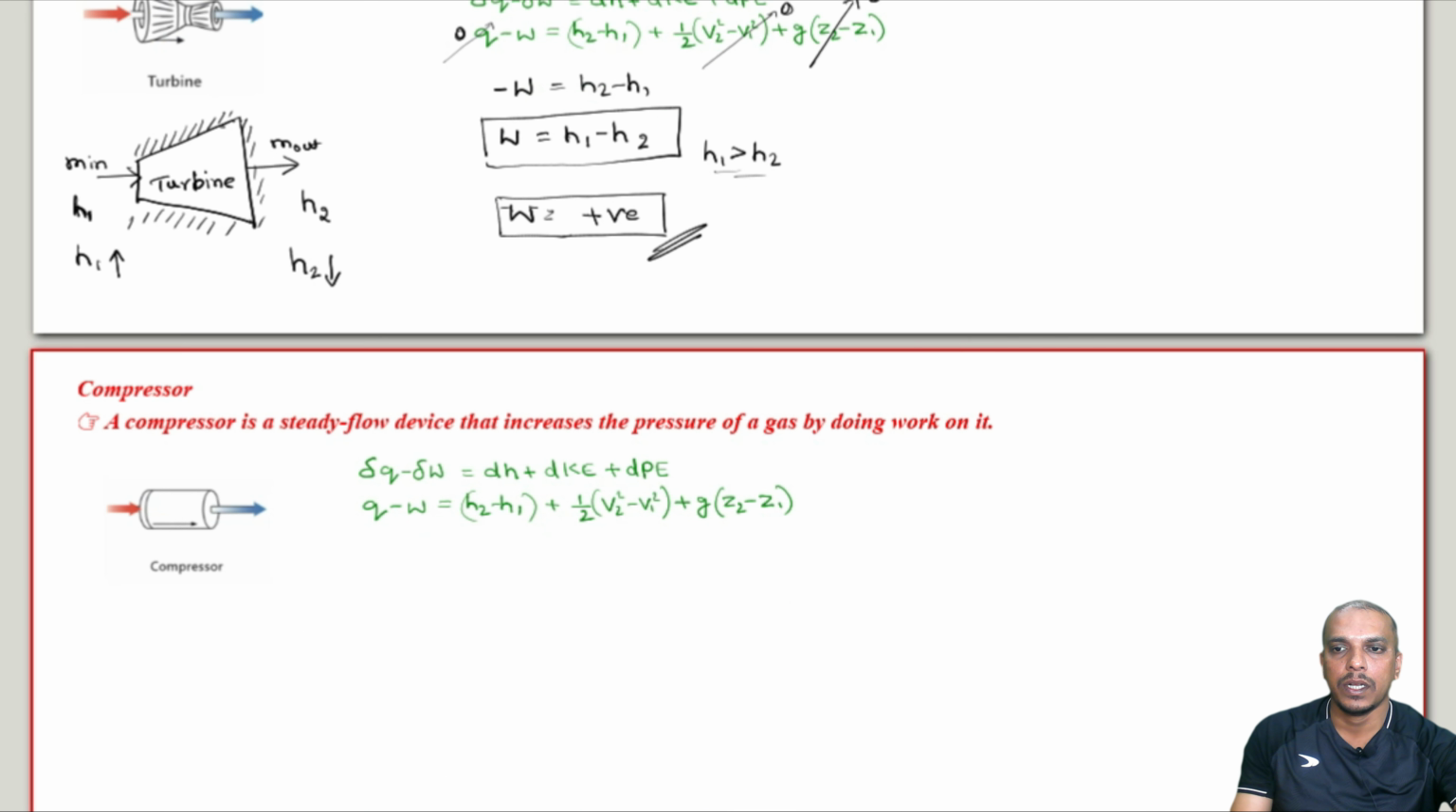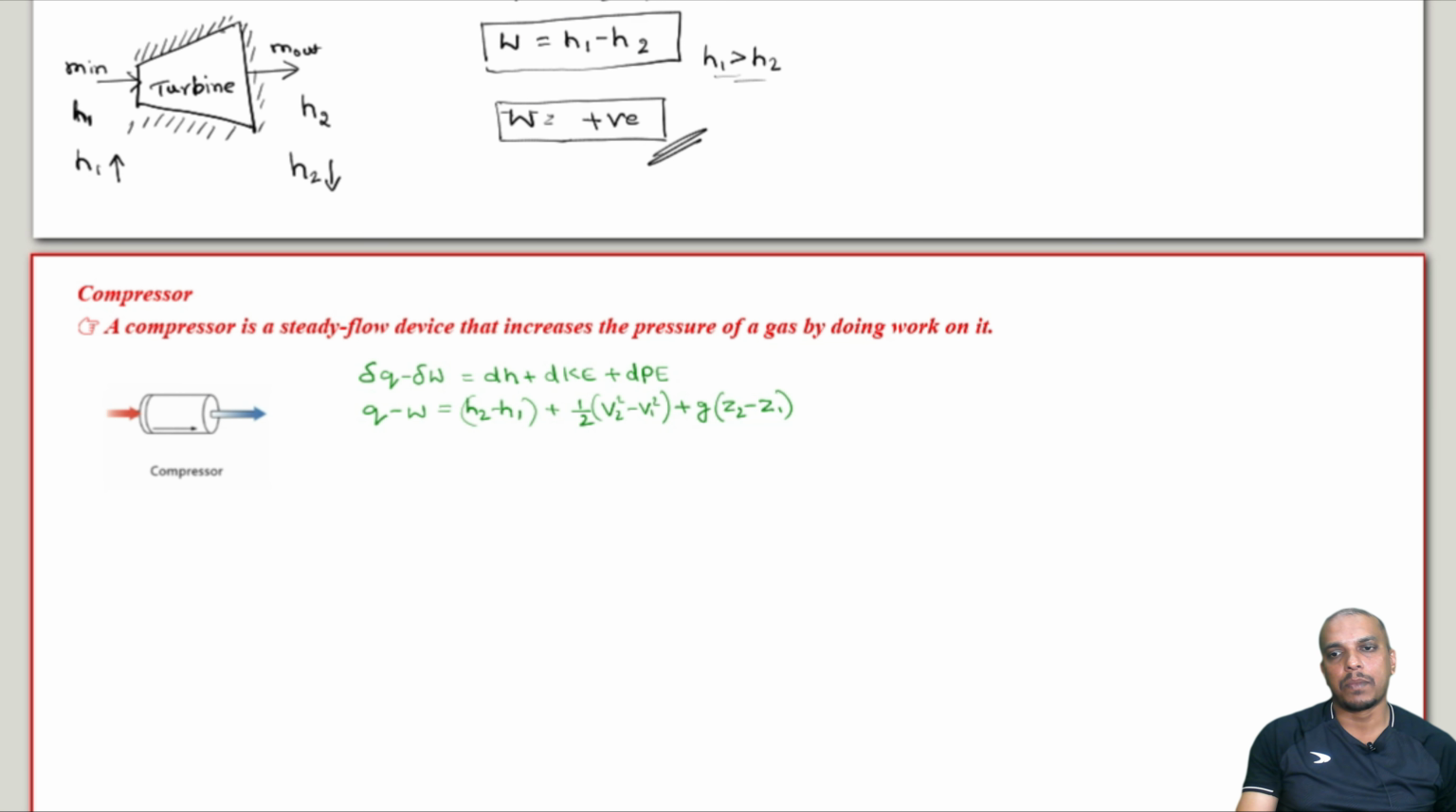Now, let us move on to the next device, which is a compressor. Generally, a compressor is represented with a symbol like this, which is reducing in area. This is our inlet. So, mass is coming in, mass is going out. Now, what is a compressor? A compressor is a steady flow device in which the pressure of the gas is increased. So, volume is obviously decreased. That is why it is shown in such a symbol. This is where mass is coming in and this is where mass is going out.